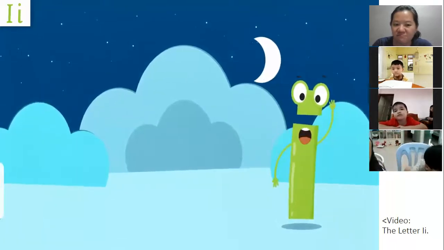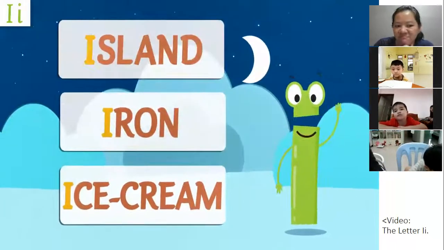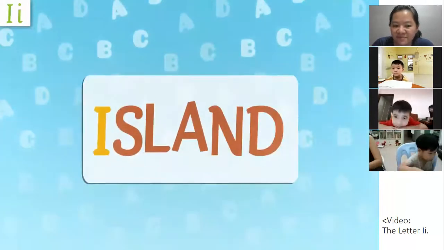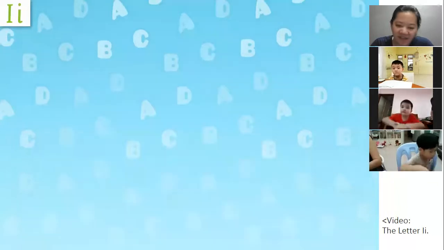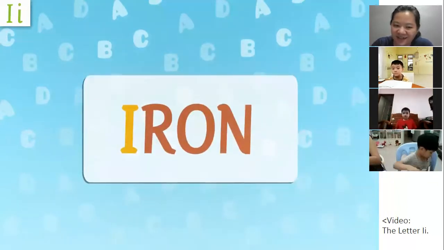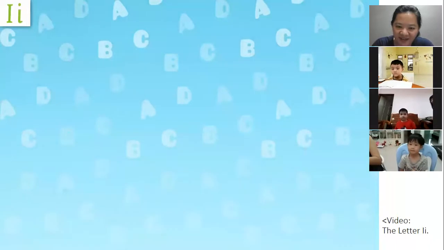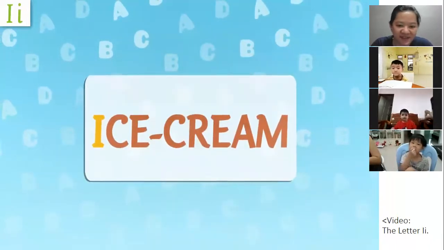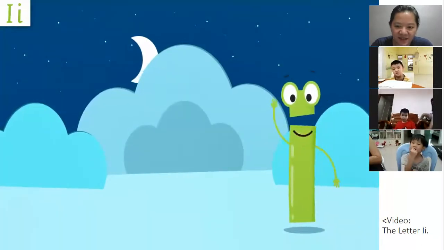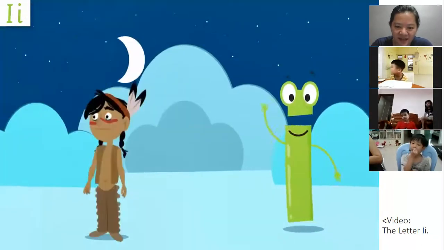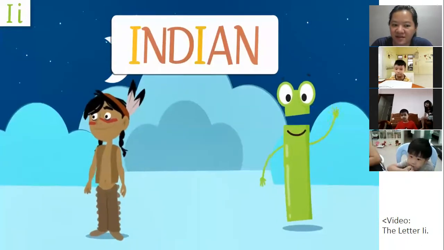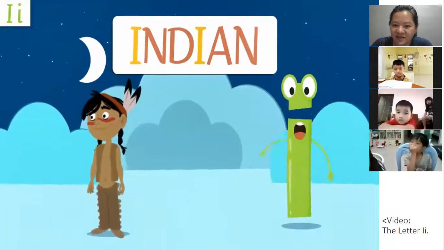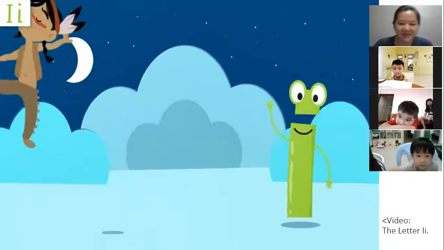These words are a little bit difficult because they sound different. You ready? Island. Iron. Ice cream. Okay, last question. How many eyes are in the word Indian? Let me help you. One and two. Well done. Bye, Iggy. See you later.